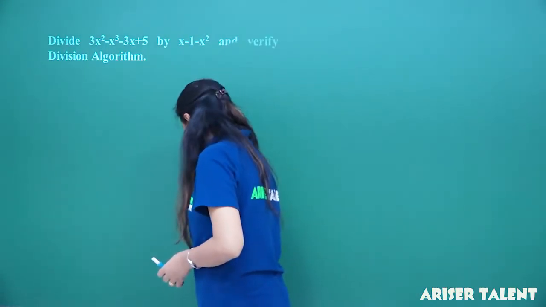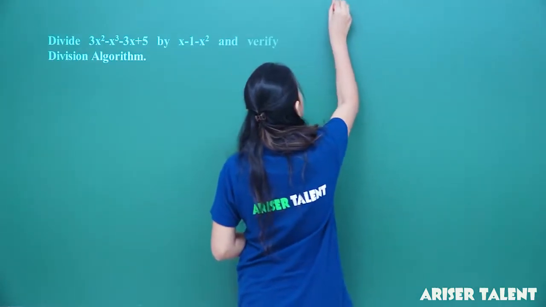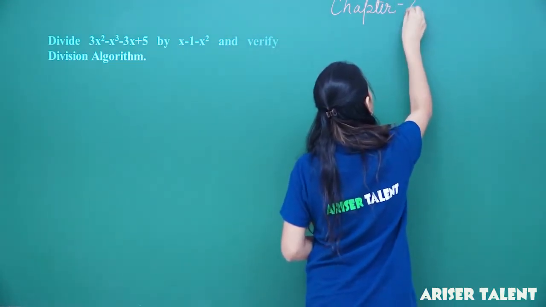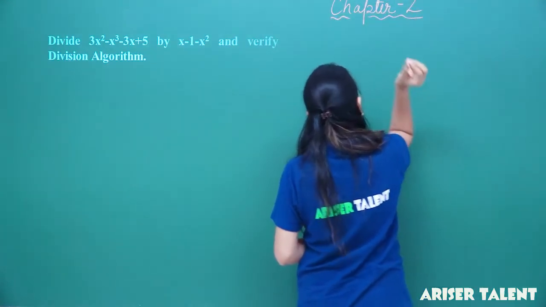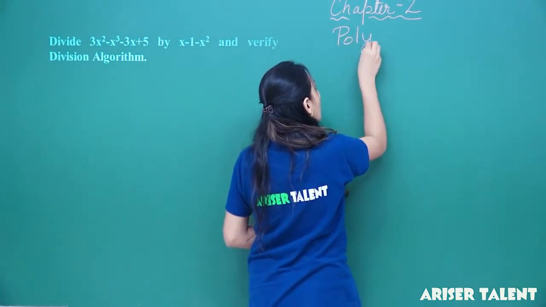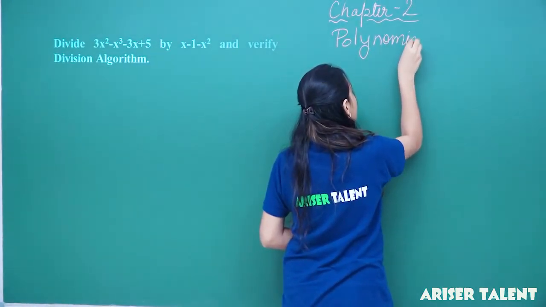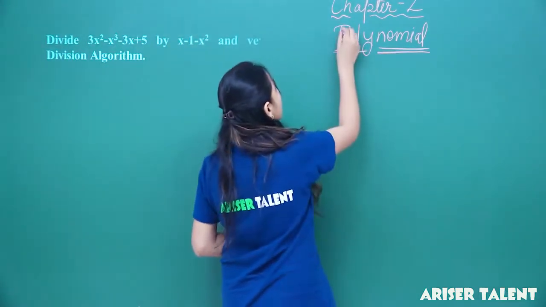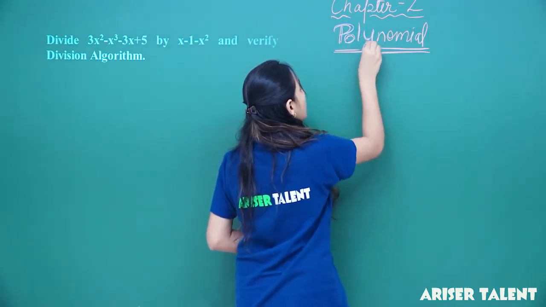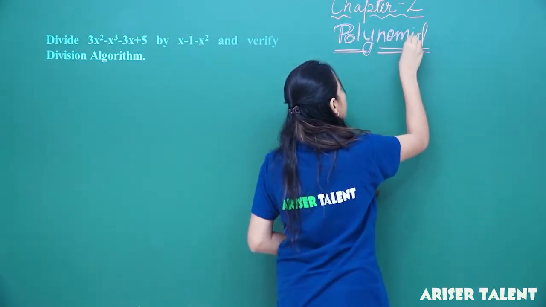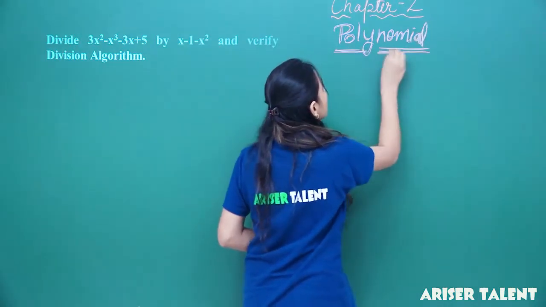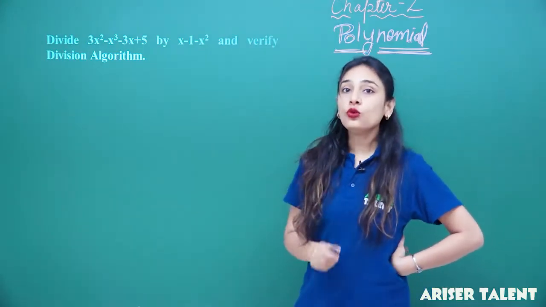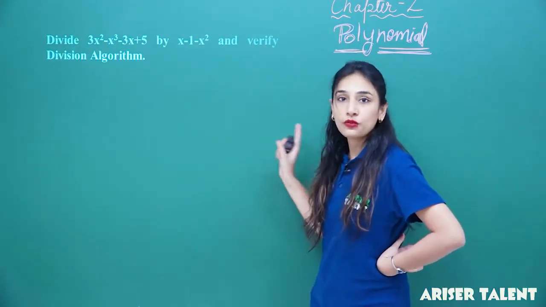Okay, so we were discussing chapter 2 of our maths, that was polynomial, right? Polynomial. Okay students, so I have told you to complete this question.